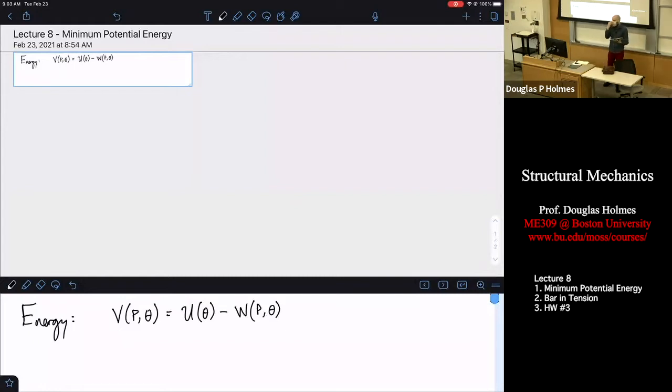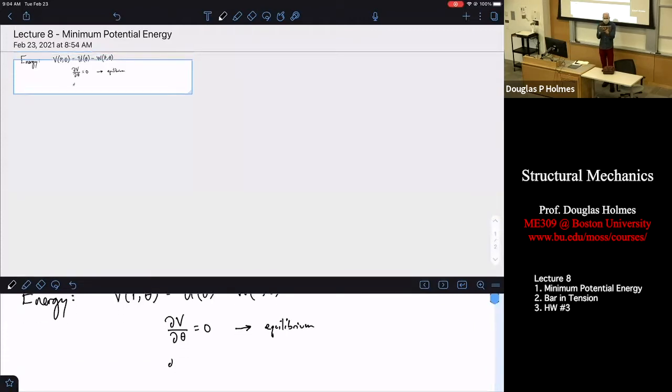And we know that this is important if we can identify this, because derivatives of our total potential energy tell us things. The first derivative of our total potential energy with respect to the degree of freedom, in this case, P is imposed and theta is the free degree that this thing can deform in. So the derivative of our total potential energy with respect to our degree of freedom, set equal to 0, gives us equilibrium. And we know that the second derivative of our total potential energy, the sign of this thing, tells us about stability.